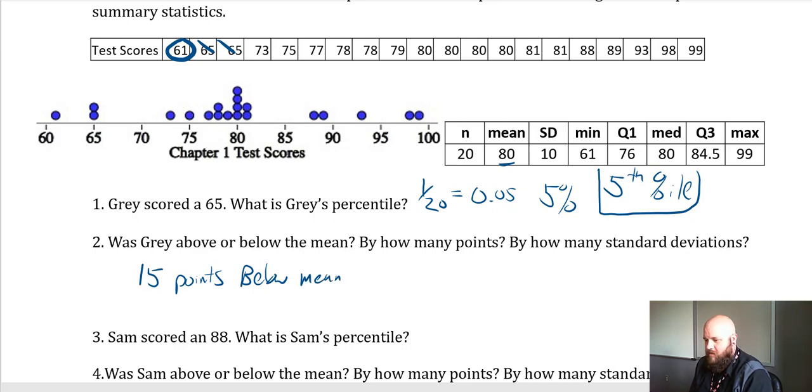Okay, so how many standard deviations? Well, if our standard deviation value is 10, we can simply take our 15 points below and divide by 10, which would give us 1.5 standard deviations below the mean.